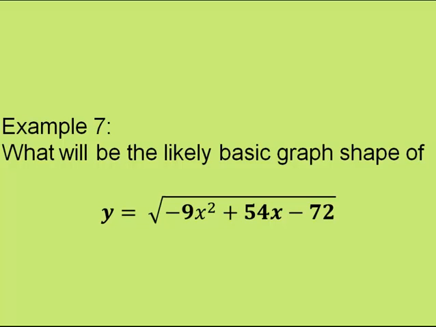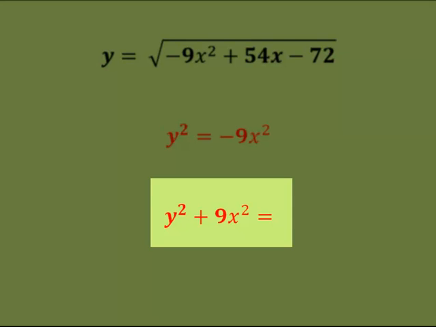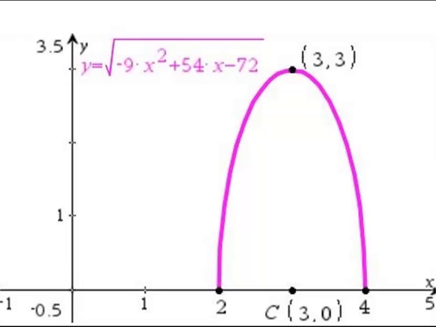Here's an example. What will be the likely basic graph shape of this function here? Looks a bit complicated, but the essence of it is y equals the square root of a quadratic expression in x. Begin the mental process. Square both sides. Just concern yourself with the x squared and y squared terms. Move the x squared term over to be on the y squared side. Coefficients have the same sign, but are unequal. Reminds you of an ellipse. The radical crops half of that, and so you're thinking this will be half of an ellipse. Correct.